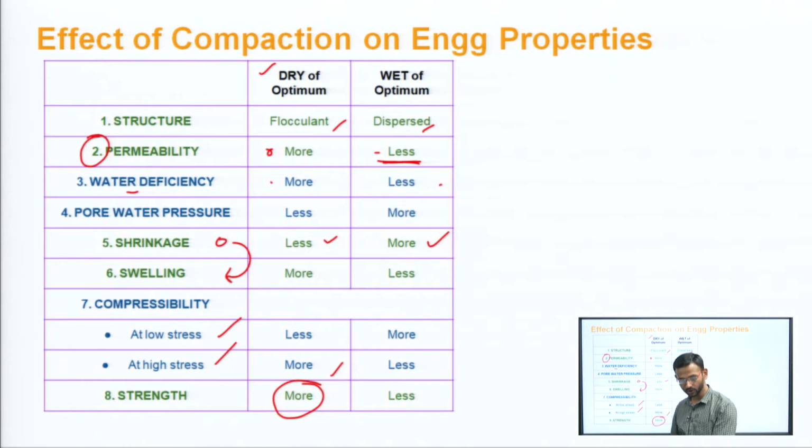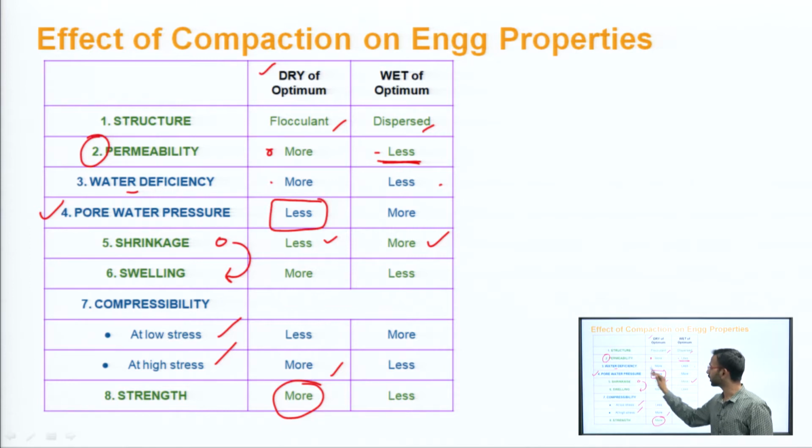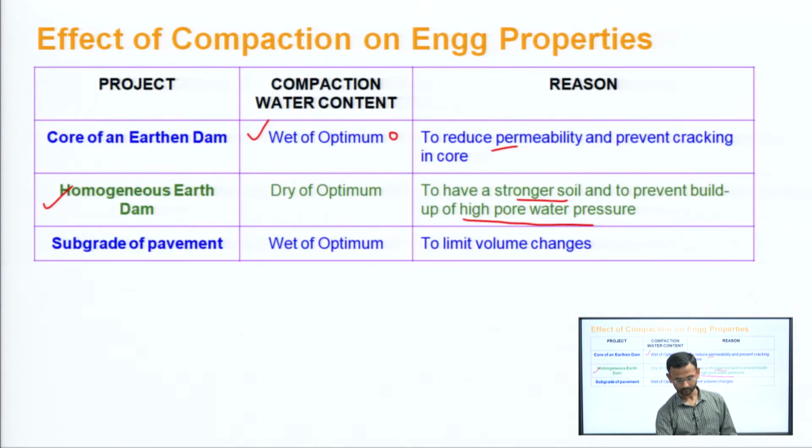Now, see if we talk about the pore water pressure, what happens there? On the dry of optimum side, it is slightly lesser. If the pore water pressure is lesser, that will put somewhat less pressure on the structure when we are talking about the homogeneous earthen dam. So, that is why we do the compaction on the dry of optimum. So, you take the different values on the wet of optimum or the dry of optimum, and similarly compact the soil.